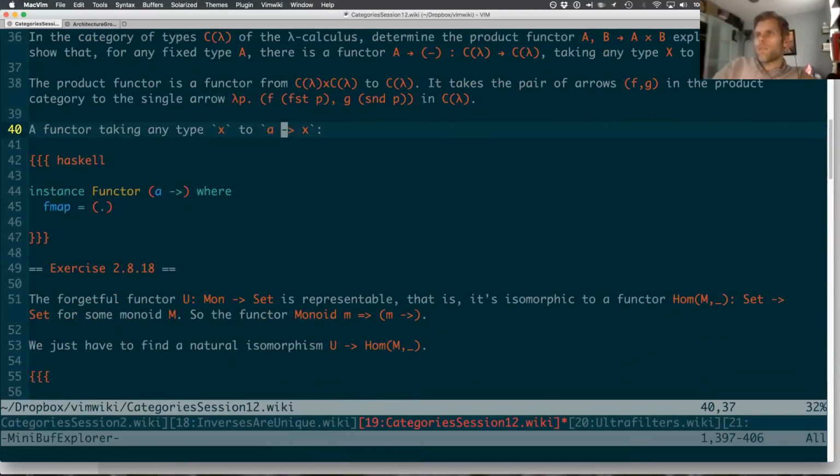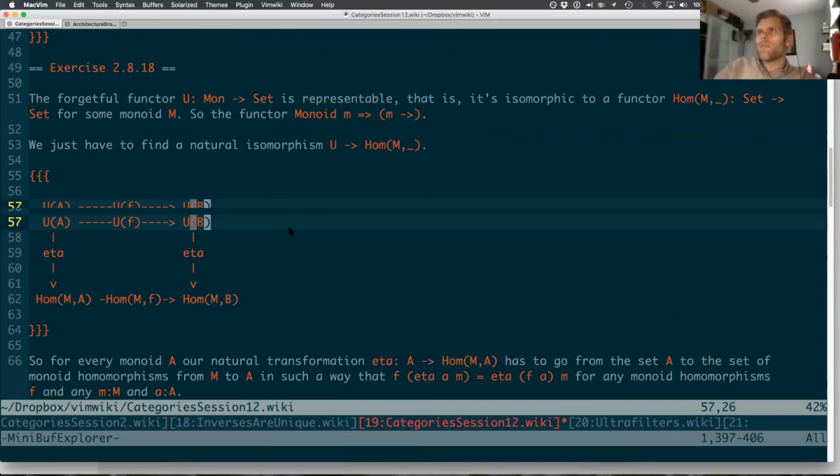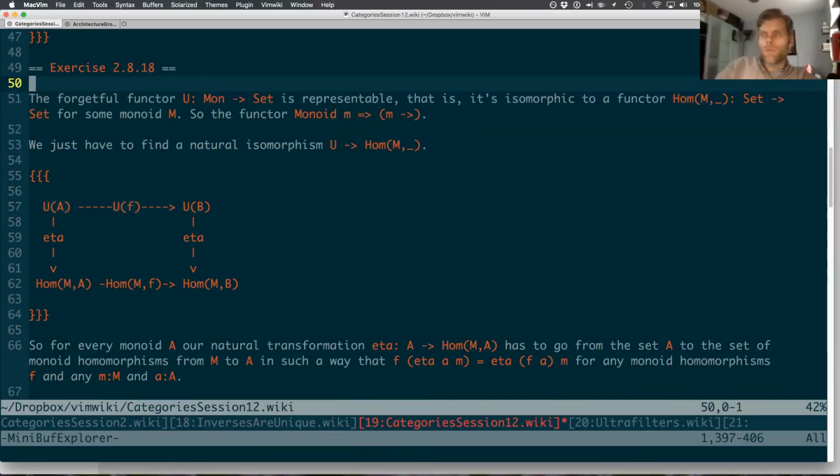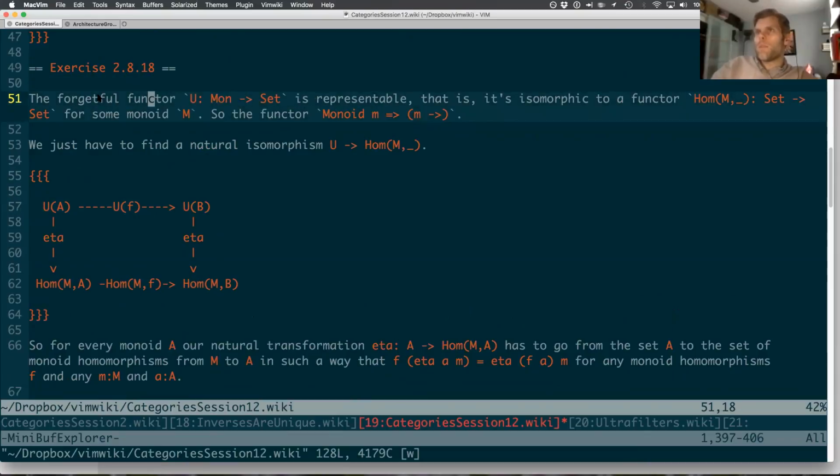Here's my solution. But yeah, I thought this actually was pretty tough to puzzle through. But yeah, the forgetful functor U from Mon to Set is representable. So, like you said, it has to be isomorphic to this functor from Set to Set. That is, it goes from the Hom set of monoid homomorphisms from M to A to the set A, right?